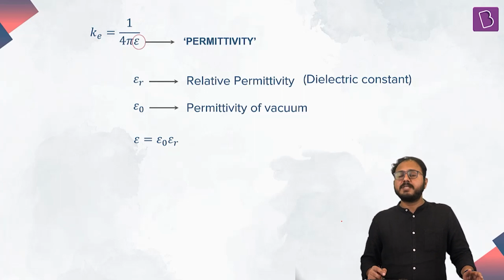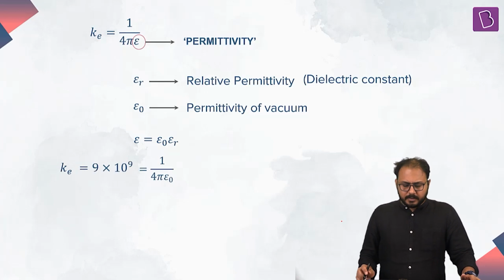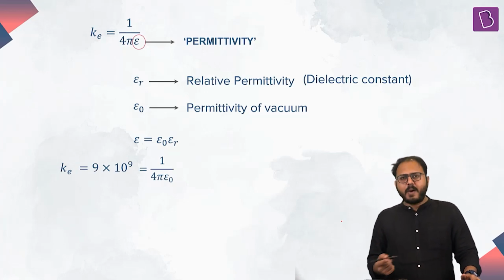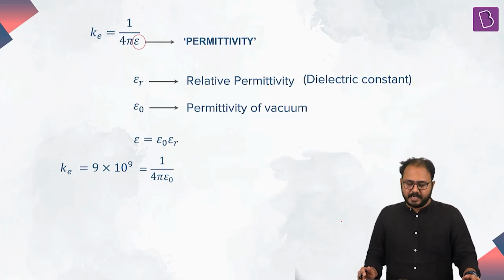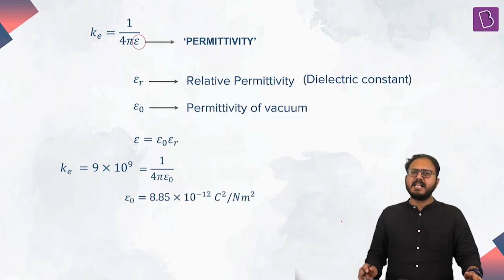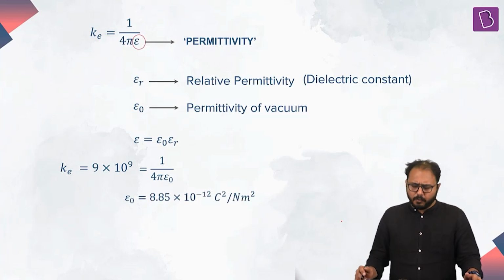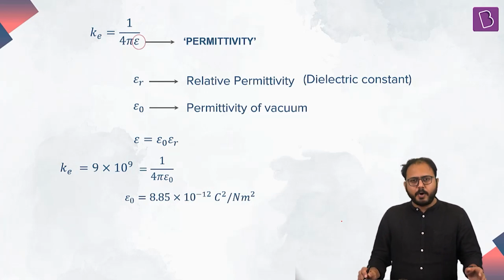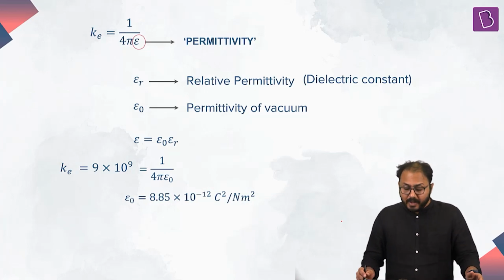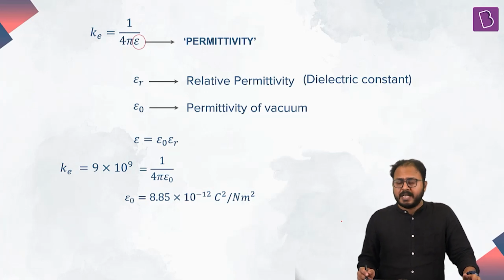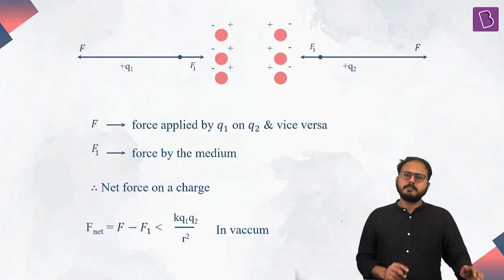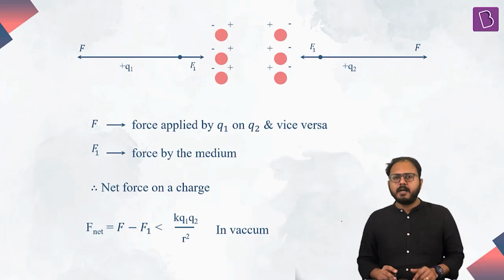Clearly, what is the value of epsilon r for vacuum? 1. Perfect? Okay. So, K in vacuum, which is 9 times 10 to the power 9, is simply 1 upon 4 pi epsilon naught, because epsilon r value becomes 1. And this epsilon naught, by a simple calculation, can be proved to be having a value of 8.85 times 10 to the power minus 12 Coulomb square per Newton meter square. Okay? As promised, let's come back to what happens if there is a medium.